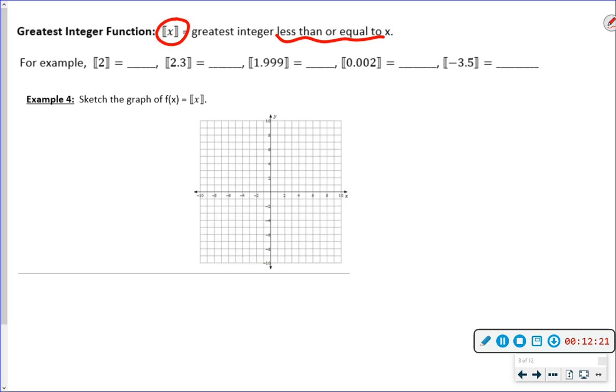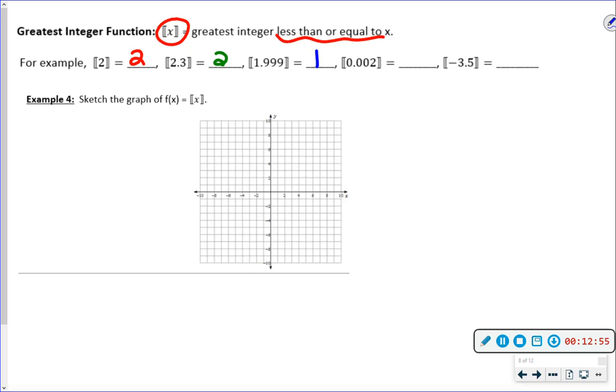So just to give us some numbers, just to help us start thinking about the graph. For example, the greatest integer of 2 is 2, because 2 is less than or equal to 2. Okay, all right. Greatest integer of 2.3 is 2, because 2 is less than or equal to 2.3. Now, 1.999, I know we all want to round it up to 2, but remember it says the greatest integer less than or equal to it. So you have to go down, less than. It's going to be 1.